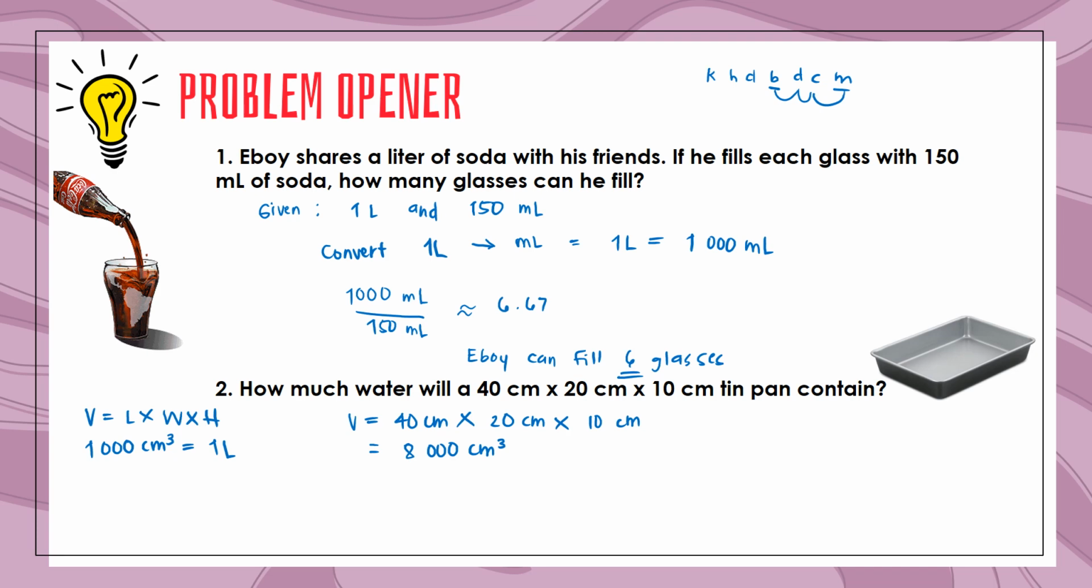No, not yet. Because the metric unit for volume is supposed to be in liter. So you need to convert 8,000 cubic centimeter into liters. So you may just simply divide this by 1,000 cubic centimeters. And then you'll have 8,000 divided by 1,000, you have 8. And the unit will be liters since you already divided this by 1,000. And there you have it. The answer for number 2 is 8 liters.